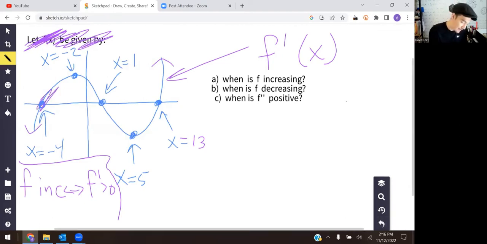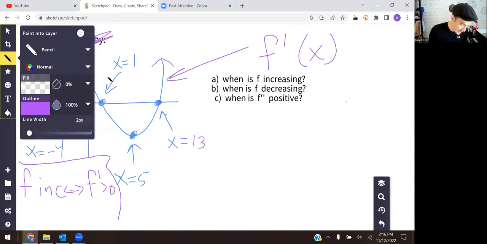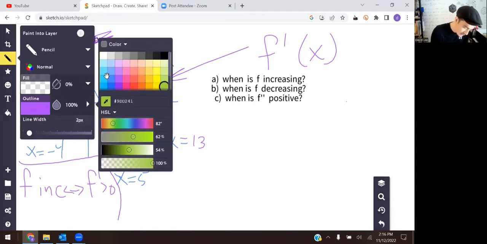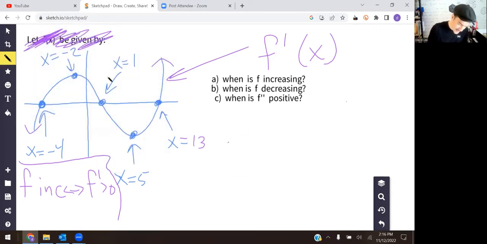So look, you see this? Let me switch colors here. What's up with these colors? It's not letting me switch colors.